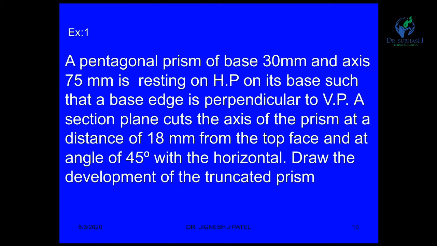So we have to develop this pentagonal prism whose base is 30 mm and height is 75 mm, and it is cut by an auxiliary inclined plane. Now how to develop it, let us see. First of all we have to draw the XY line, and the prism's axis is perpendicular to HP. So first we draw its top view. In the top view it's a regular pentagon, and the side of the pentagon is 30 mm: A, B, C, D, and E.